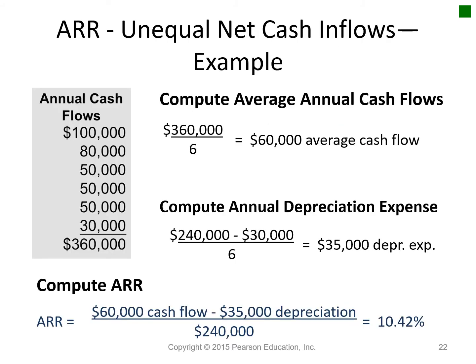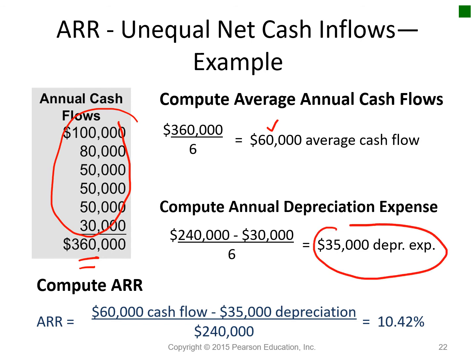So if you look at this example, to compute your average cash flows, notice they give you cash flows over several periods. This is over 6 years. That's a total of 360. If you just did an average, here's your $60,000. That's a simple average. Now, if you had the depreciation calculation, here's that number like we showed you how to calculate depreciation expense. So to get the accounting rate of return, you take that average cash inflow, subtract out the depreciation, divide by your initial investment, and that would be your accounting rate of return.